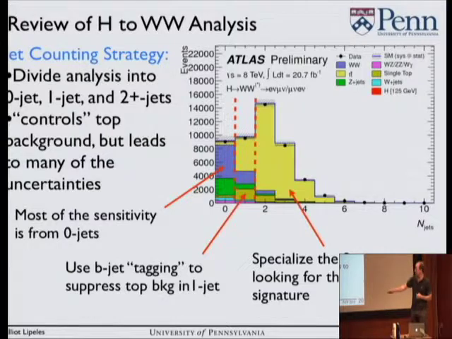It's not as sensitive as the zero jet, and then the two jet is specialized to the VBF signature, which is the only way you can deal with this giant top background that you see here, the yellow area. So that's interesting because you can get rid of the top by looking for the specialized vector boson fusion scenario. Otherwise, it probably wouldn't be an interesting thing to try to deal with.